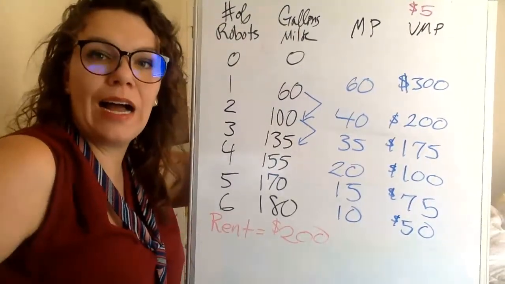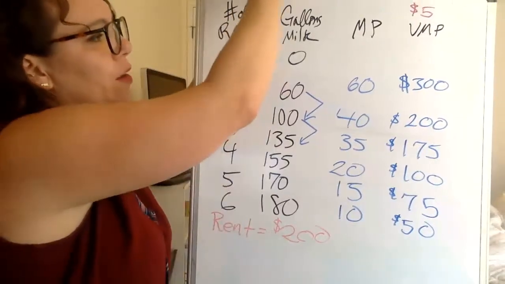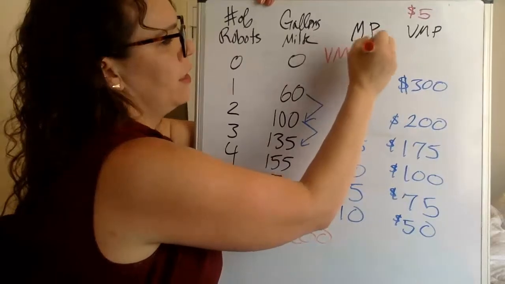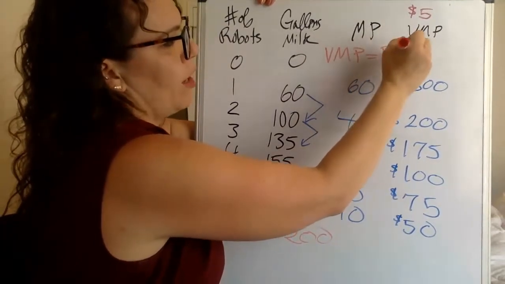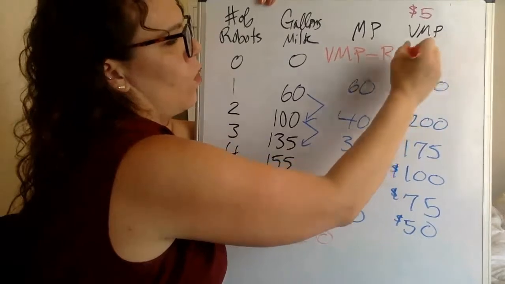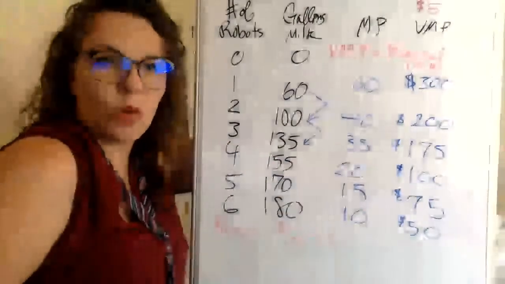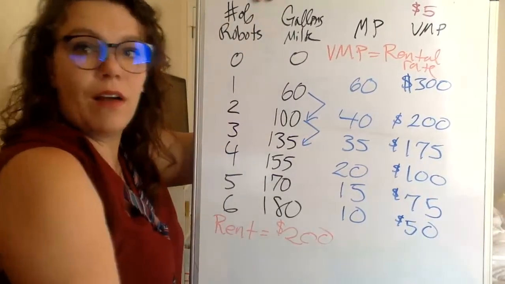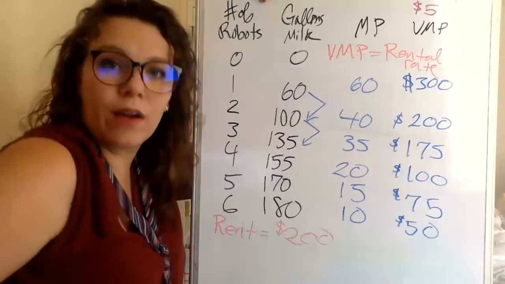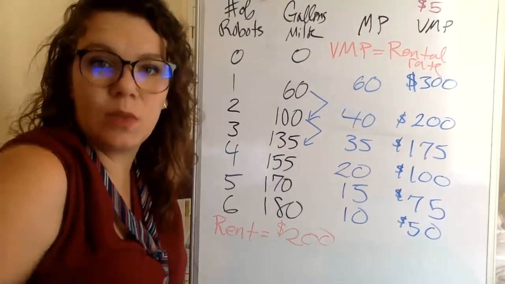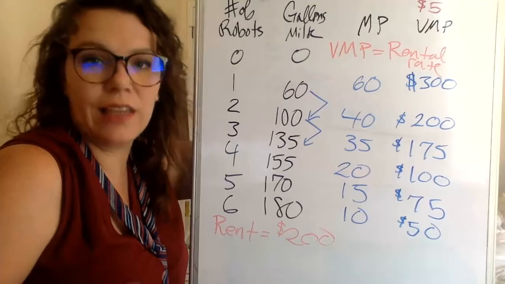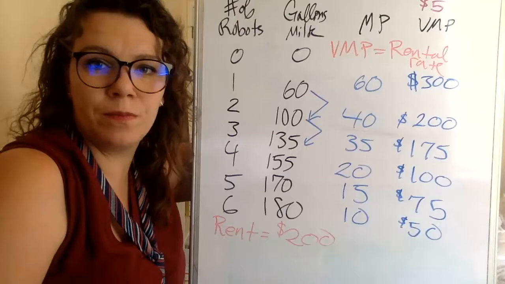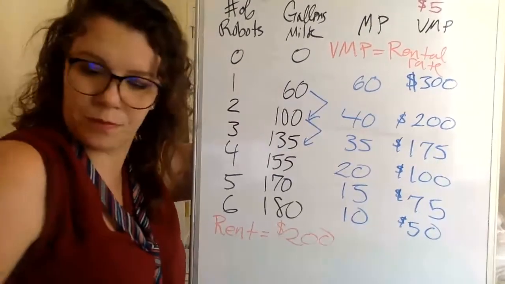Remember, firms are going to hire factors of production up until the point where the value marginal product is equal to the rental price, or the rental rate or the wage or whatever. So if we're looking at the value marginal product of land, we're going to rent land up to the point where the rental rate of that land is equal to the value marginal product of land. If we're looking at labor, we're going to hire workers up to the point where the wage is equal to the value marginal product of labor. So far, so good? Makes sense?